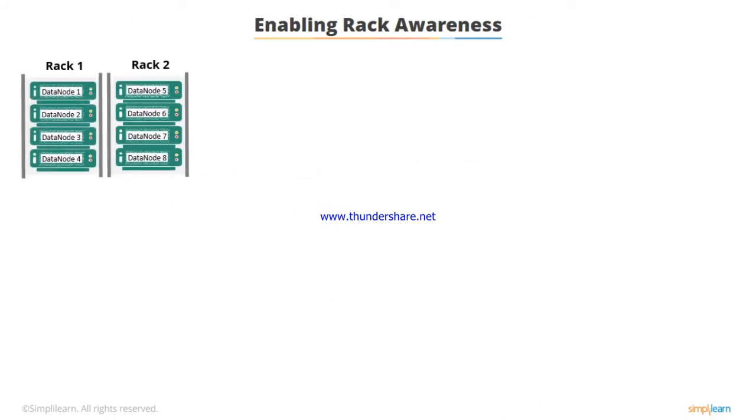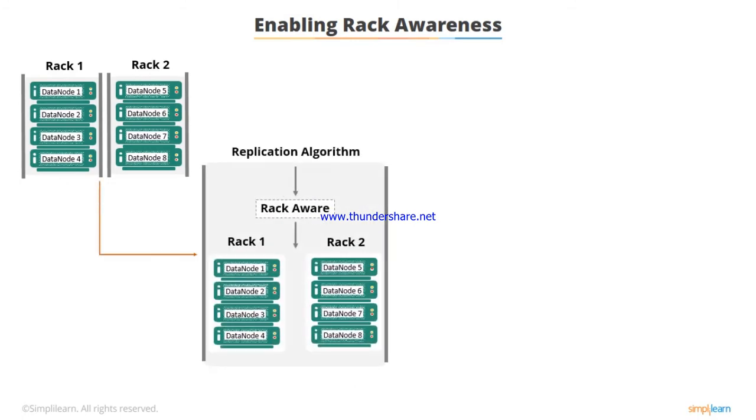The replication algorithm places blocks on appropriate nodes. To do this efficiently, it is important that the algorithm knows which rack the nodes belong to. Providing the rack information to the replication algorithm can be done by enabling rack awareness. In Cloudera, you can enable rack awareness through the admin console by following these steps.